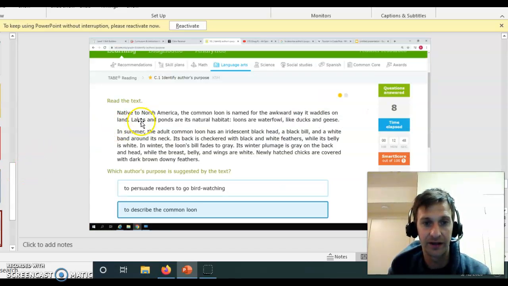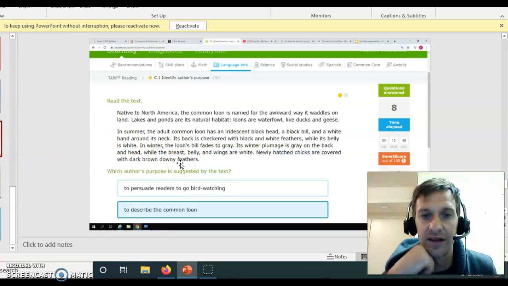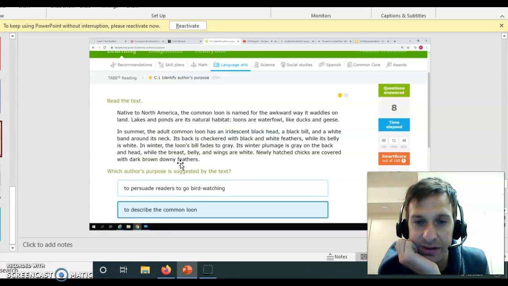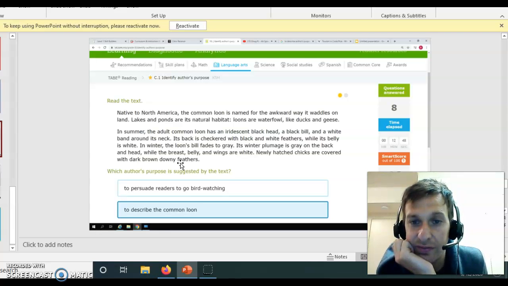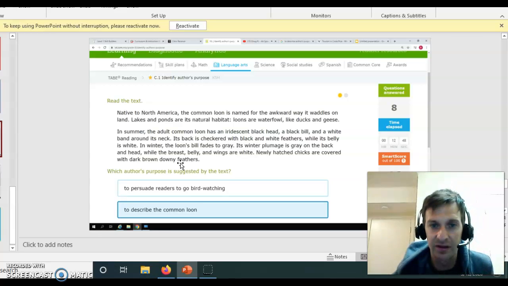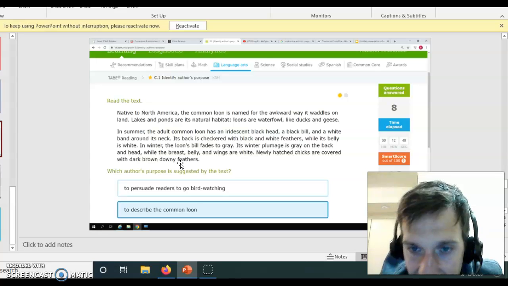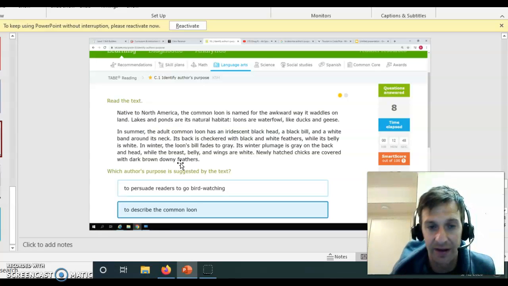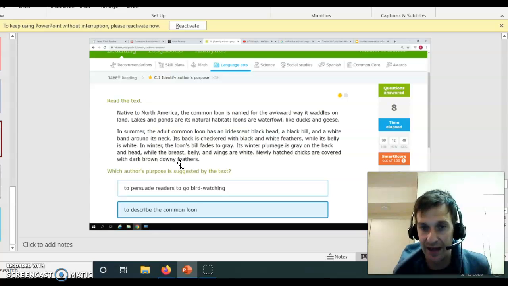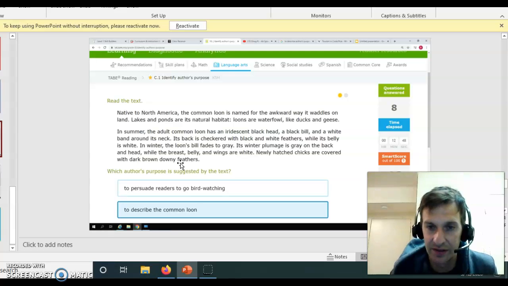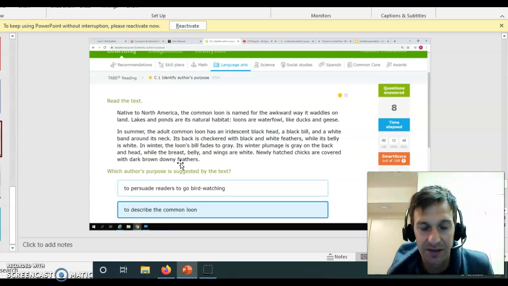All right. Okay, so let's look at a describe example. Native to North America, the common loon is named for the awkward way it waddles on land. Land and ponds are their natural habitat. Loons are waterfowl like ducks and geese. All right, in summer, the adult common loon has an iridescent black head, a black bill, and a white band around its neck. Alright, see the descriptions. Black head, black bill, white band around its neck. Its back is checkered with black and white feathers, so there's our sight. We're looking at those feathers, while its belly is white. See, it's describing this animal.